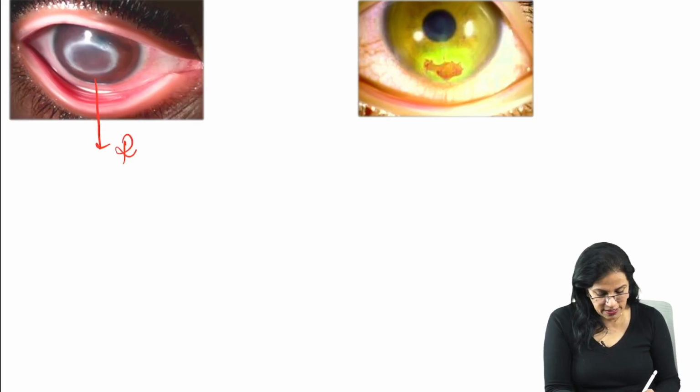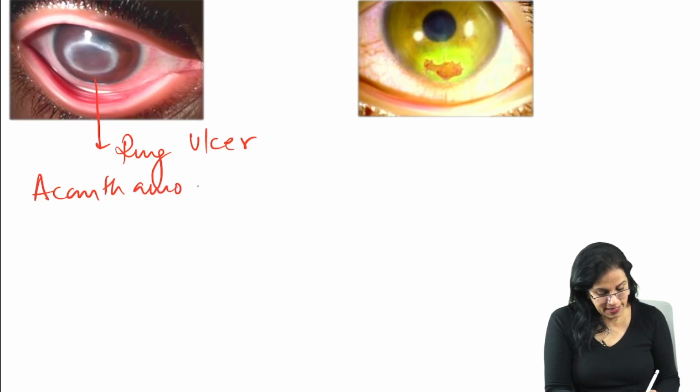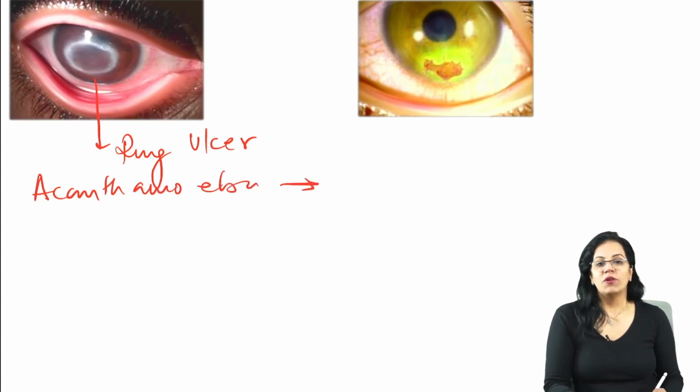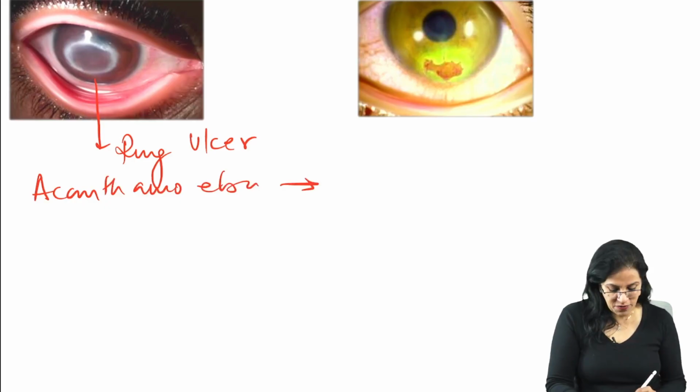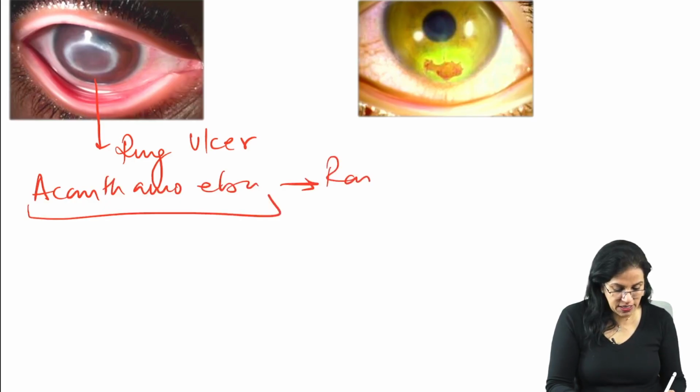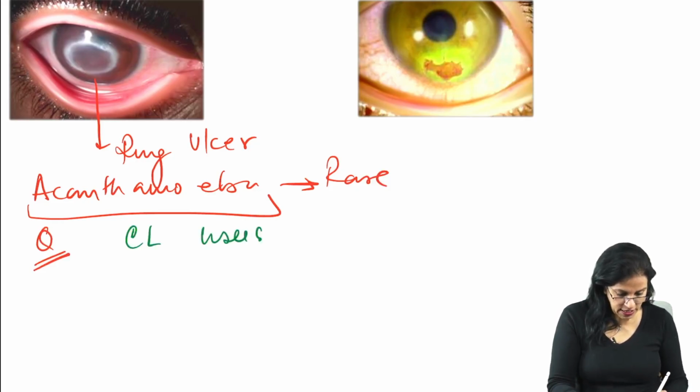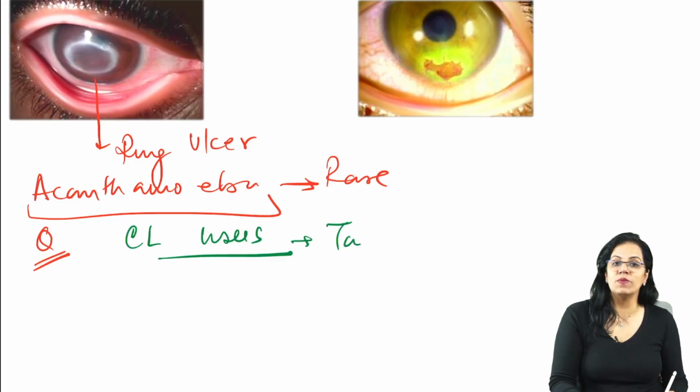This is a ring ulcer of acanthamoeba keratitis. Acanthamoeba, what are the points to remember? Acanthamoeba keratitis, we all know it is not common. First of all, very important, it's a rare infection. First question, why does it happen? Contact lens users washing their lenses. Which lenses? Soft lenses. Washing their lenses with tap water.